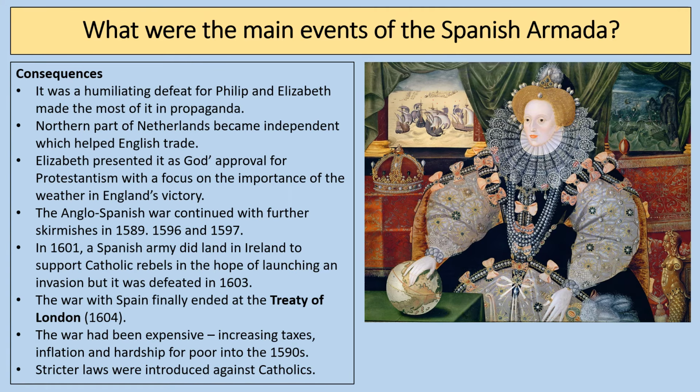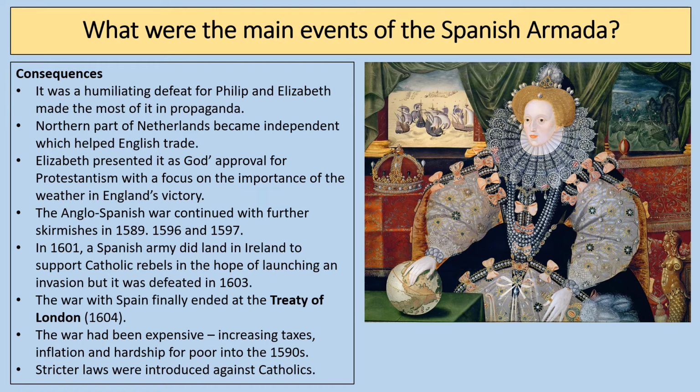So the consequences, well, humiliating for Philip. Elizabeth made the most of it in terms of her propaganda. We know about the very famous Armada portrait. The northern part of the Netherlands became independent, which helped English trade. Elizabeth presented it as a victory for the Protestant religion over Catholicism. It's probably, I think, the peak of the Elizabethan era.